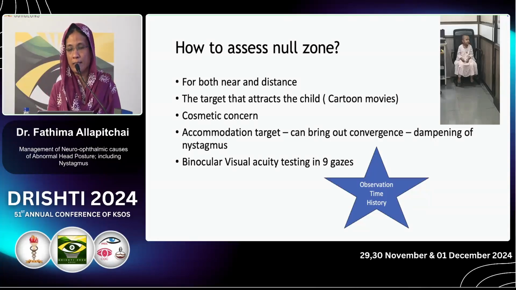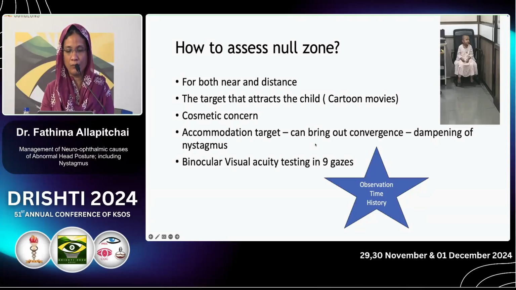So how to assess the null zone? It is the same as how to assess the abnormal head posture. Allow the child to be in a comfortable environment and observe for the AHP or null zone without even the patient's consciousness, so that you make the child be involved in some activity and you can find out. Then you can also check with an accommodative target, because an accommodative target can bring out convergence and dampening of nystagmus. That should also be found out.